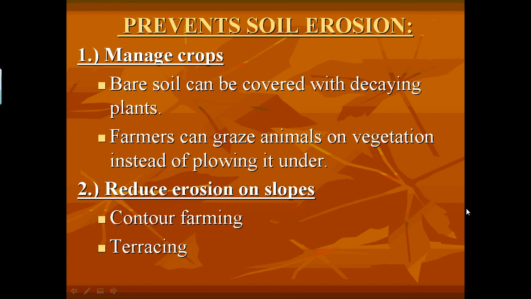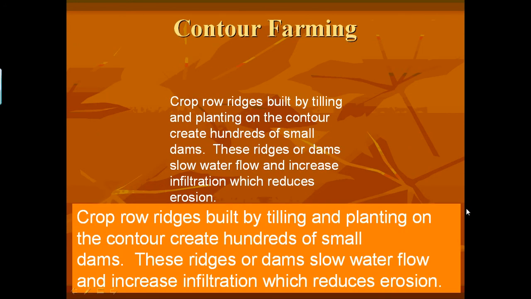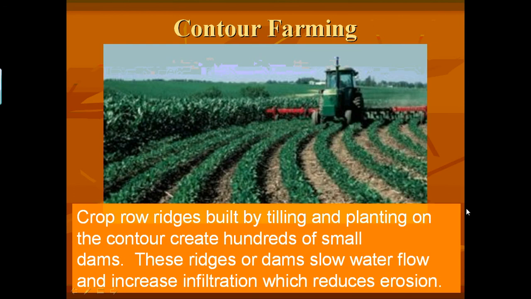Contour farming is the first thing we're going to talk about. And contour farming looks like this. It's basically where the farmer has its crops in rows or ridges built by tilling, and the plants on the contour create hundreds of small dams. These ridges or dams slow water flow and increase filtration, which reduces erosion.